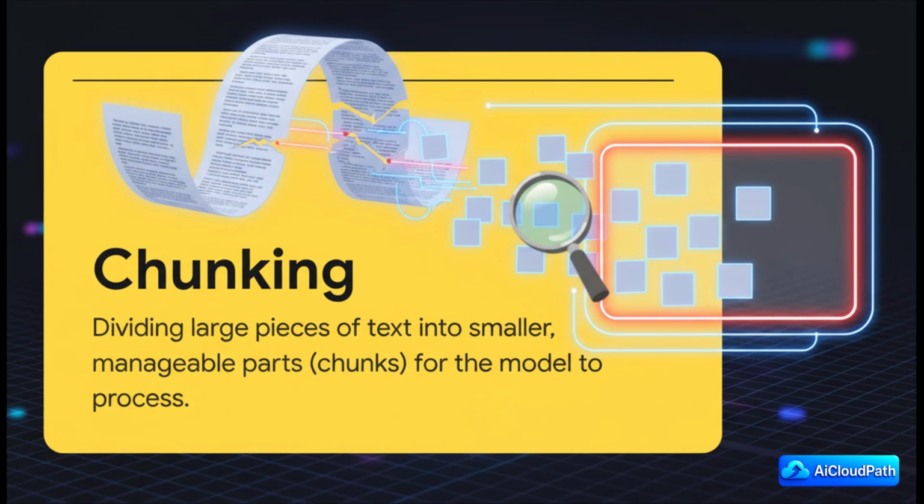So if the context window is like short-term memory, you're probably wondering what happens when you have a document that's way too long to fit. That's where a clever little trick called chunking saves the day. We just break that huge document into smaller, bite-sized pieces or chunks that fit perfectly inside the context window. It's how the AI can tackle even the longest books or reports, one manageable piece at a time.